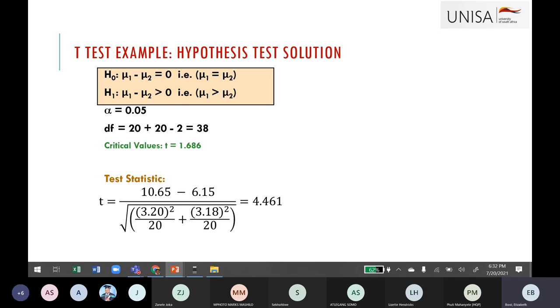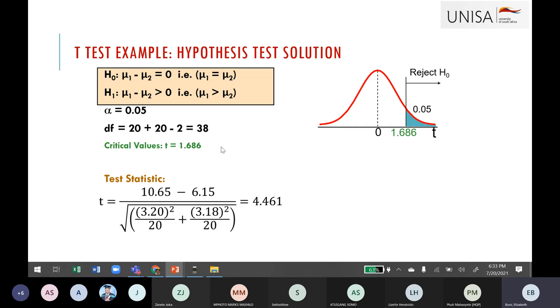Remember, the top will state sample mean 1 minus sample mean 2, divided by the square root of the variance of population 1, because we were given the standard deviation. So it will be 320 squared divided by 20, plus, for group two, 318 squared divided by the sample size, which was 20. Because we calculate using the variance, we square the standard deviation. When you calculate, you get 4.461 as our t-statistic.